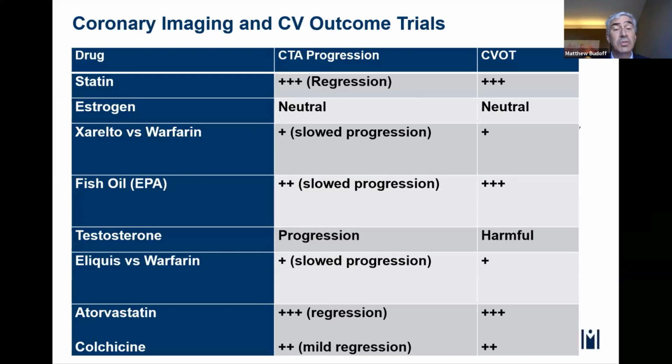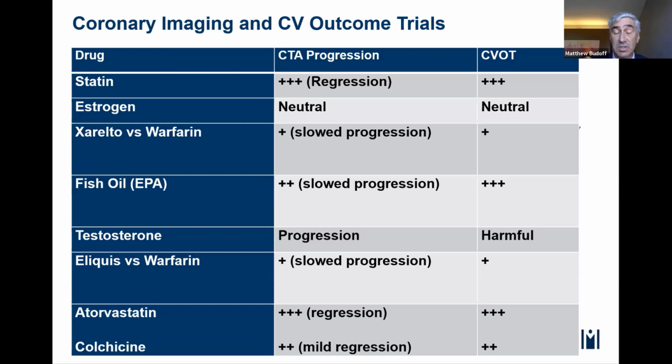If we look at a host of different trials that have been done, these are CT angio trials and cardiovascular outcome trials using the same interventions, you can see a great correlation between the ability to see changes on CT angiography using serial plaque progression and the subsequent outcome trials that have been done. Statins cause regression and have great positive outcome trials.